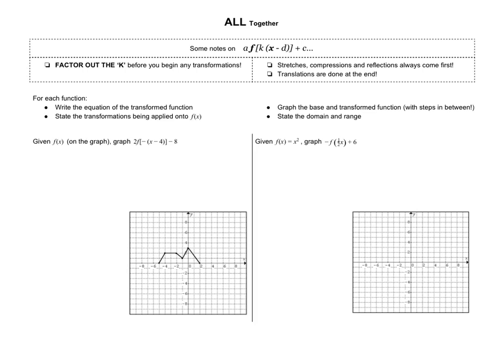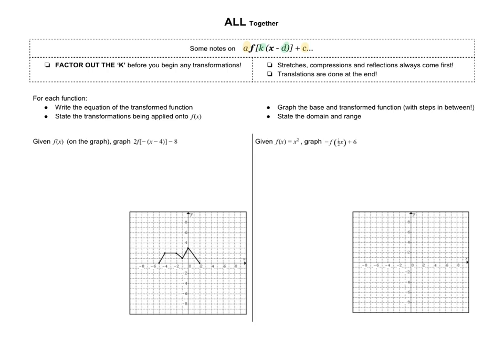In this video, we are going to put all of our transformations together. So just a little refresher, the values outside your function, so the a and the c, are vertical transformations. So the a is the vertical stretch, compression, reflection, and c is your up-down movement. The numbers inside your bracket represent horizontal transformations. So K represents the horizontal stretch, compression, reflection.